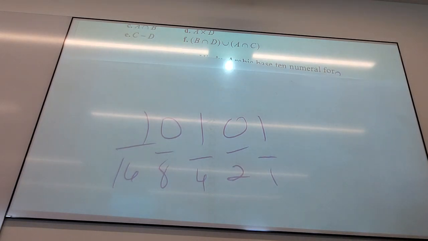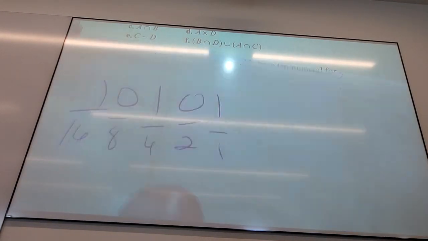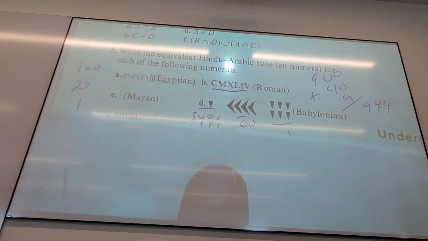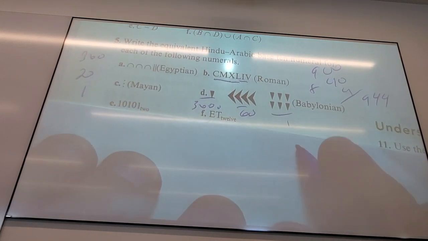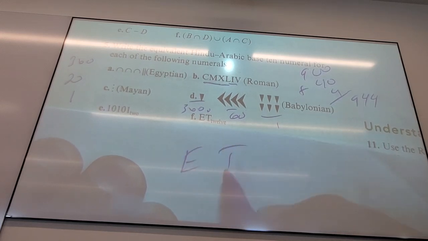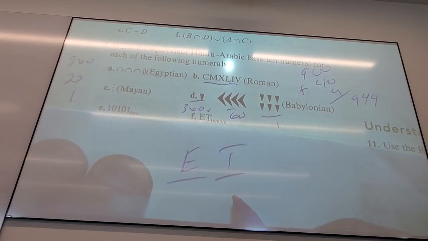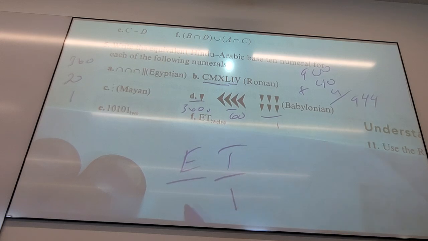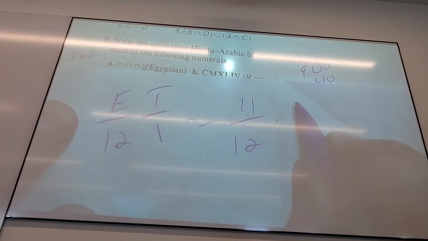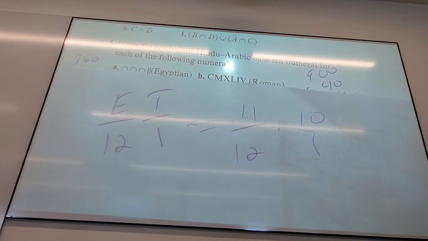And then finally, this guy. So this would be 21, yes. What about this guy? E.T. Thank you for laughing at that. So it's base 12, so this is 1s, 12s. And now if I write it 11 12s and 10 1s, now I just have to multiply and add, right?